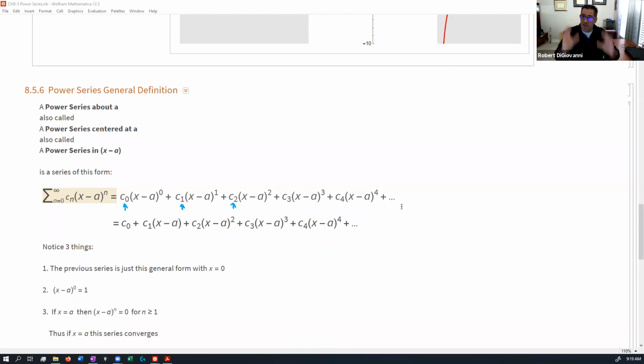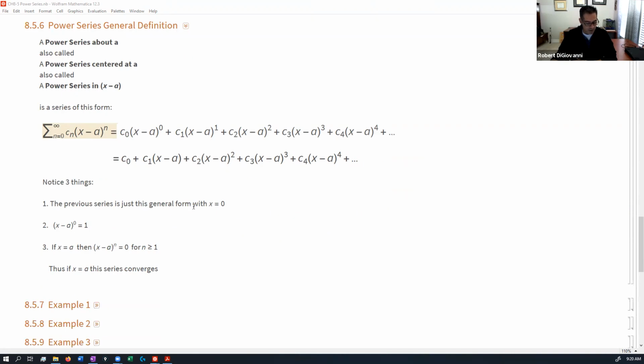Okay, understand that's the general definition of a power series centered at a, or a power series about a. Now there's three things that I want you to notice. The previous series that I gave you, the first form that I showed you up here, you know what? This is a typo. Sorry. This should say a equals 0.